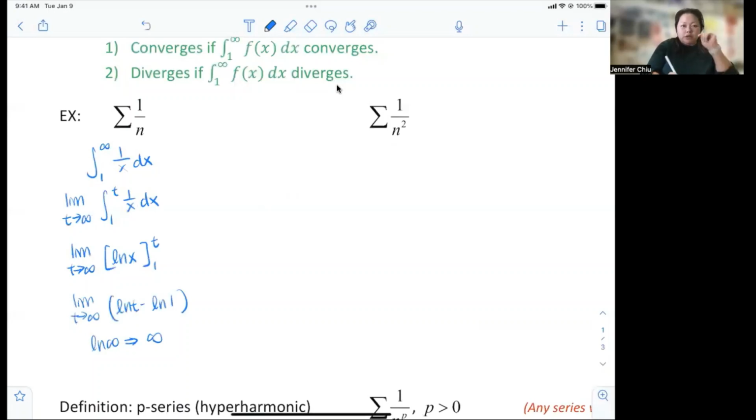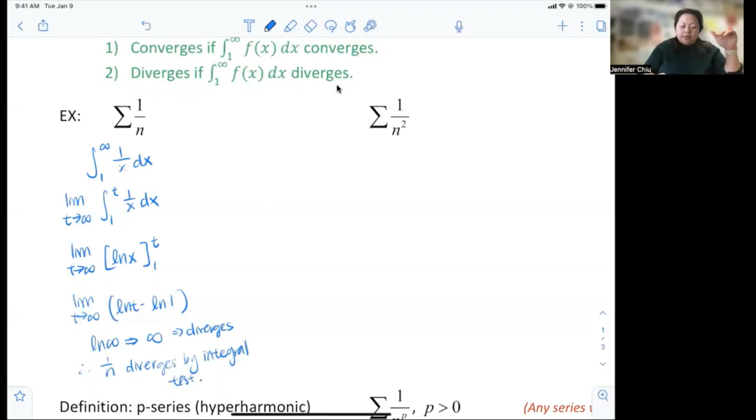So because my integral here diverges, therefore my series diverges. So therefore, 1 over n diverges by the integral test. So make sure you say why this is true. This is true by the integral test.